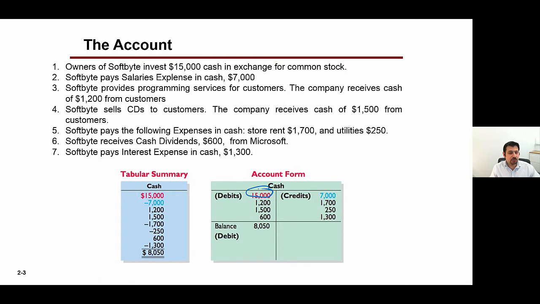In the second transaction, SoftByte pays salaries expense in cash for $7,000. Now, when they pay the expenses in cash, cash has decreased by 7,000, and this is why we have credited the amount to cash. So as you can see here, all the increases go to the debit side, and the decreases go to the credit side. And this works only for asset accounts. We will talk about the remaining ones shortly.